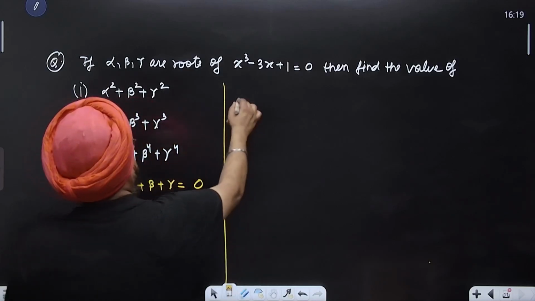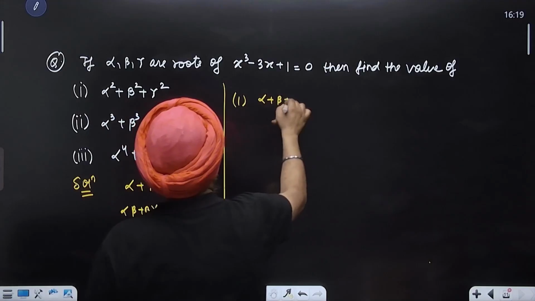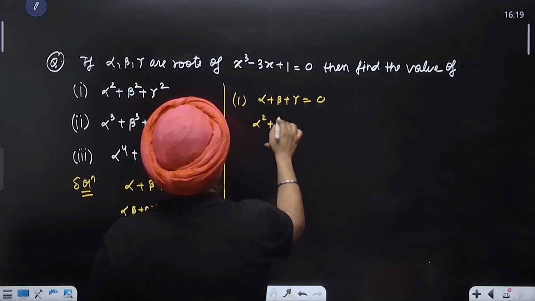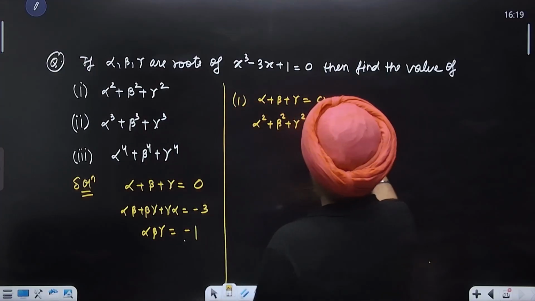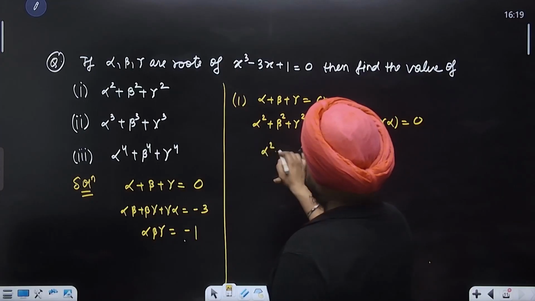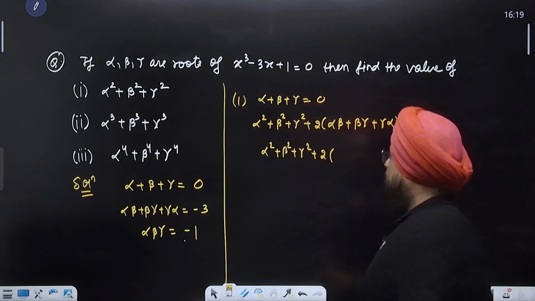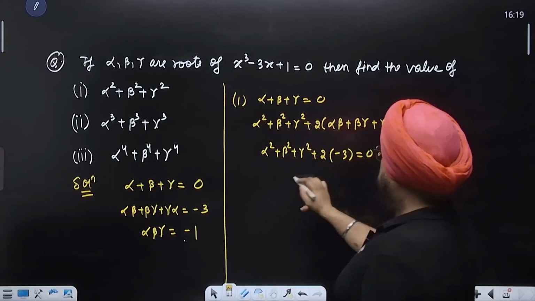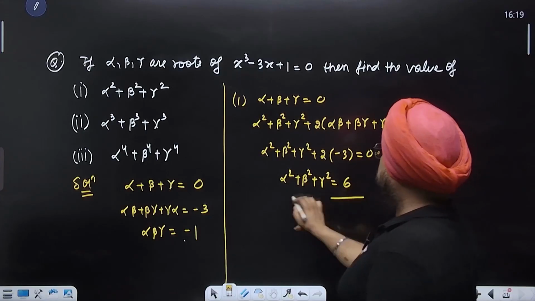Now first, alpha square plus beta square plus gamma square. Alpha plus beta plus gamma is 0. Square this expression. Sum of roots, sum of product of roots taken 2 at a time is given as minus 3. So alpha square plus beta square plus gamma square is 6.